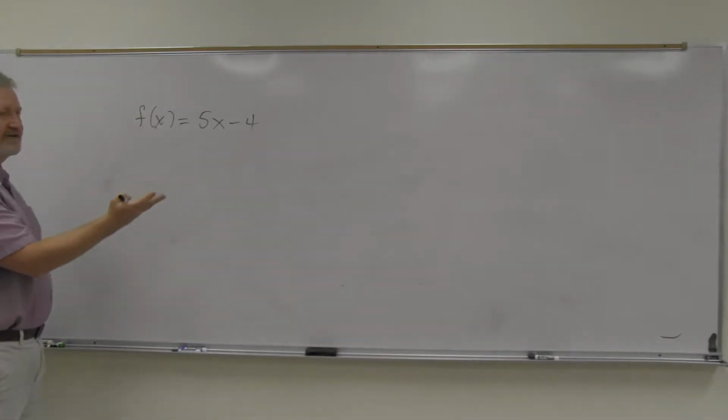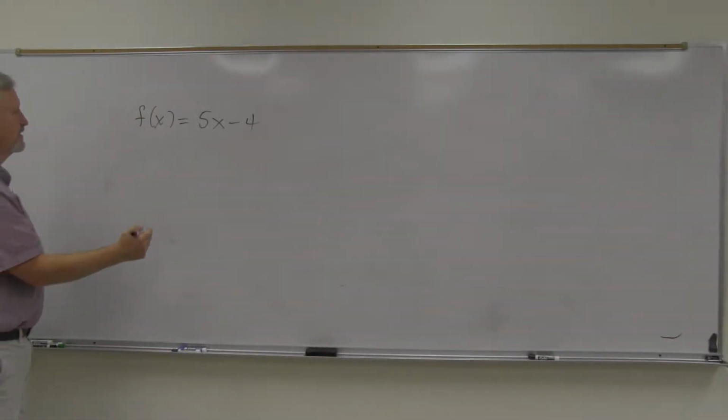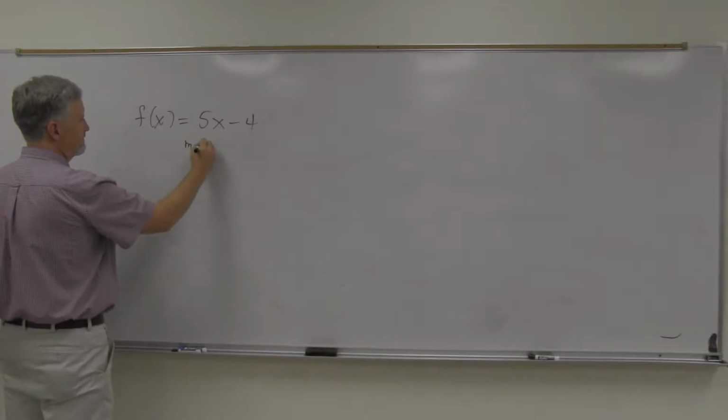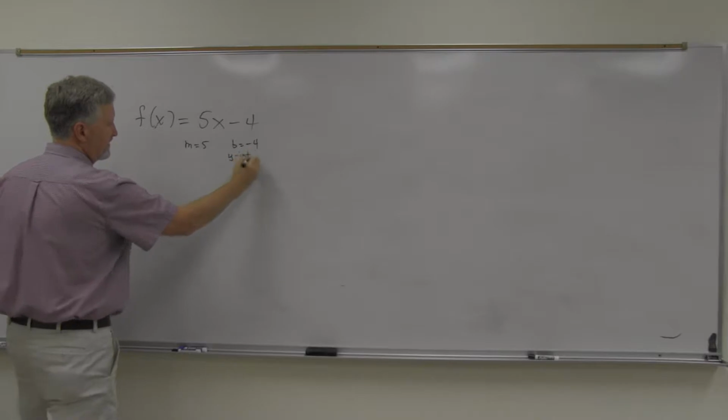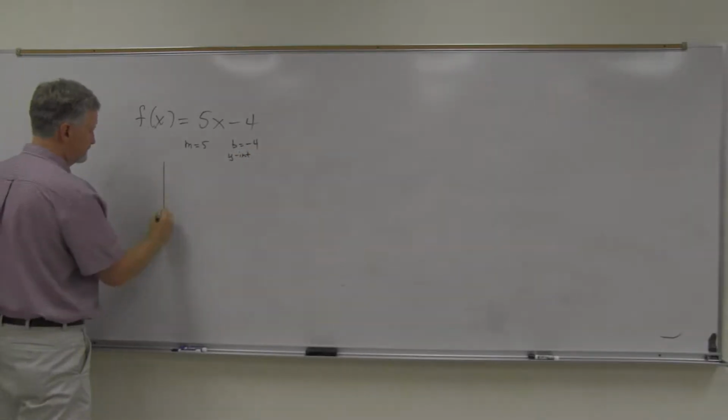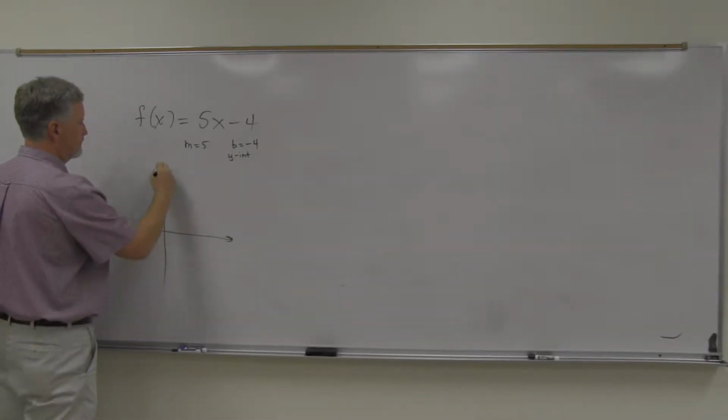This is a linear function, right? y equals mx plus b. We've got a slope of 5, and then the b is -4. That's the easy stuff. So, those should be pretty quick to graph. You do it by 2 points. It's a line.